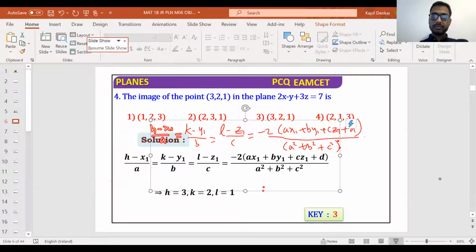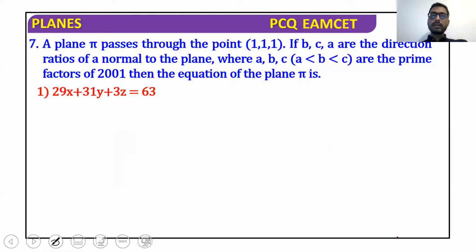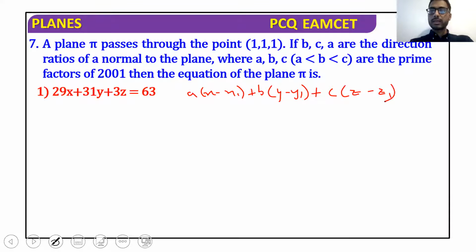Next question. A plane pi passes through the point 1, 1, 1. If B, C, A are the direction ratios of the normal where A, B, C such that A is less than B is less than C are prime factors of 2001, then equation of the plane pi is equal to question mark. We can get equation of plane by using this formula: A(x minus x1) plus B(y minus y1) plus C(z minus z1). In this case, I have my x1, y1, z1 as 1, 1 and 1.